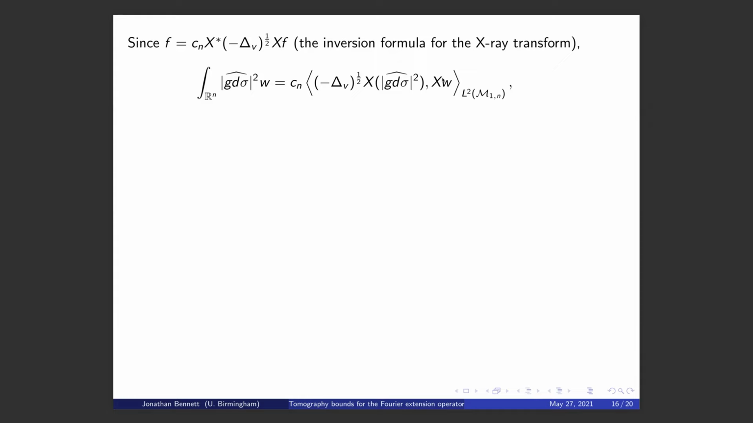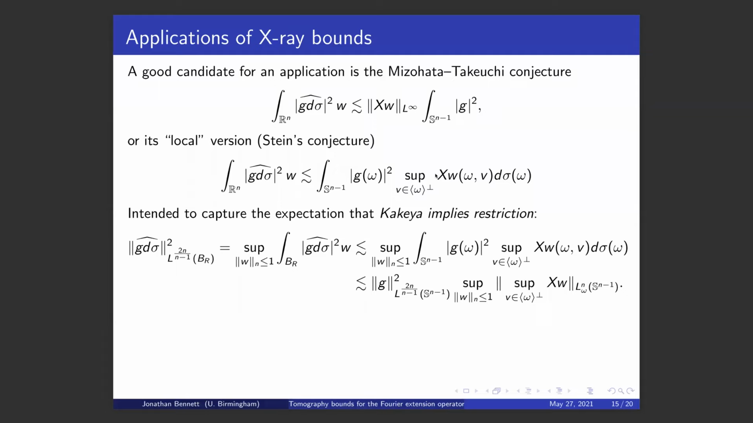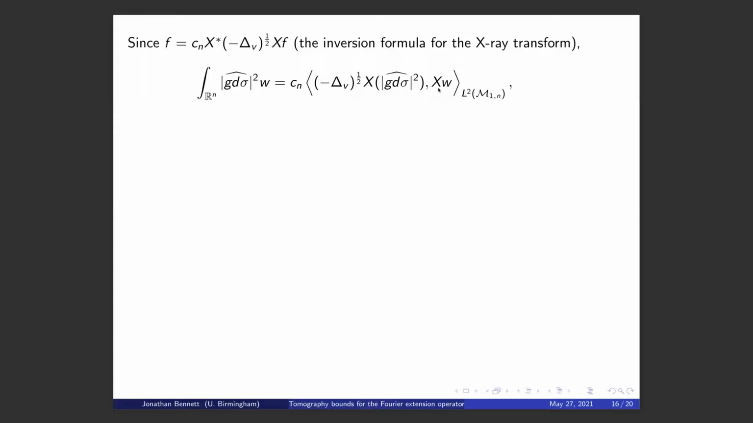So this is good from the point of view of the conjecture. Let me remind you of the conjecture. It has the X-ray transform of the weight in it, either of these conjectures. So the very fact that we've written the left-hand side explicitly in terms of that seems very promising. Now, if I want the L infinity norm of this, I should simply apply Hölder's inequality.